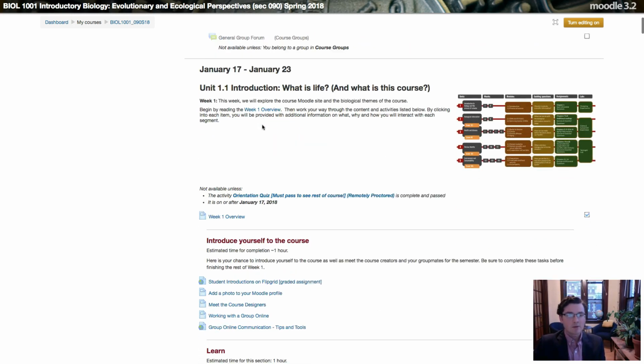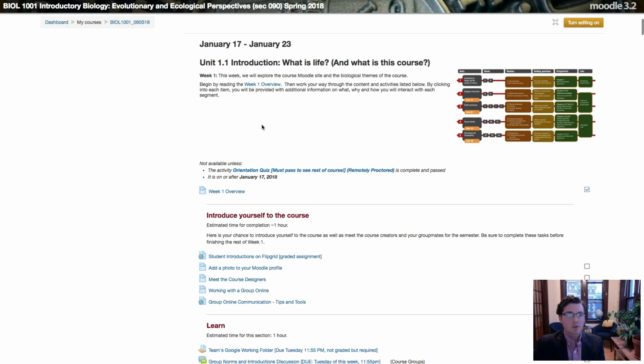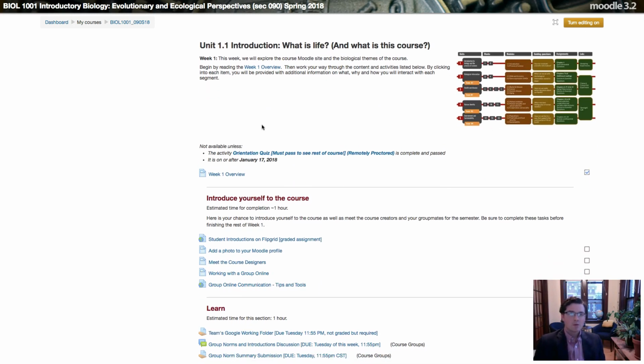And so for a typical week, let's look at Unit 1.1. So the course is broken into 5 major units, and then each unit has a subunit, and each subunit represents a week of material. Unit 1.1 is the first subunit of Unit 1, and in this unit, it's a little bit different than a typical week because it's the first one.